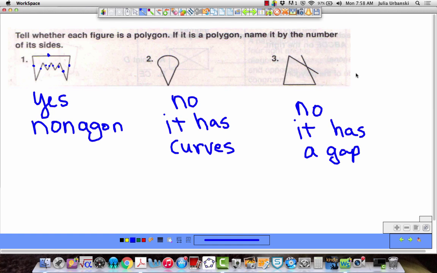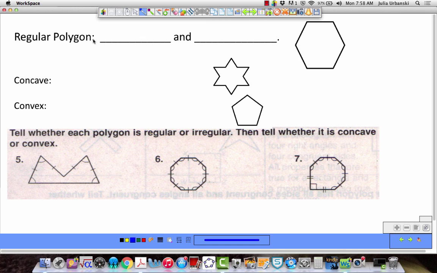A couple more things you need to know. A regular polygon is equilateral. What does that mean? Equal sides. And it's also equiangular, all equal angles. So it's regular if all the sides are the same and all of the angles are the same.